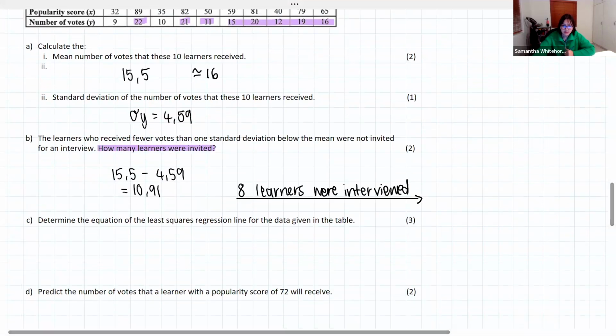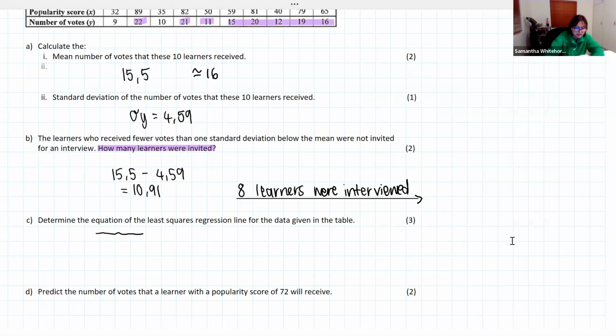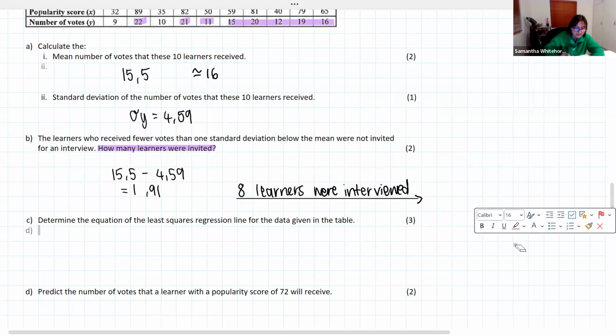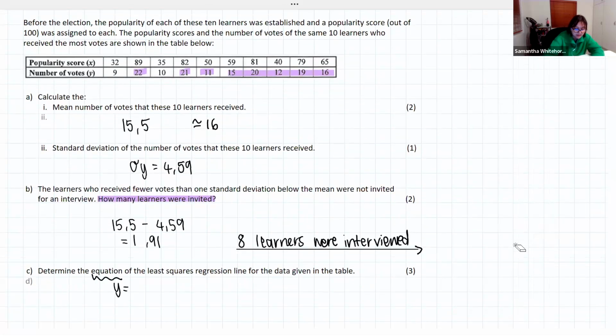Right, question C asks us to determine the equation of the least squares regression line. My data's in, so I can go do that. Click AC, shift 1, and we're now looking at regression. So we select option 5. We need A and we need B, because remember the equation of your least squares regression line is y is equal to A plus bx. So we need those 2 variables.